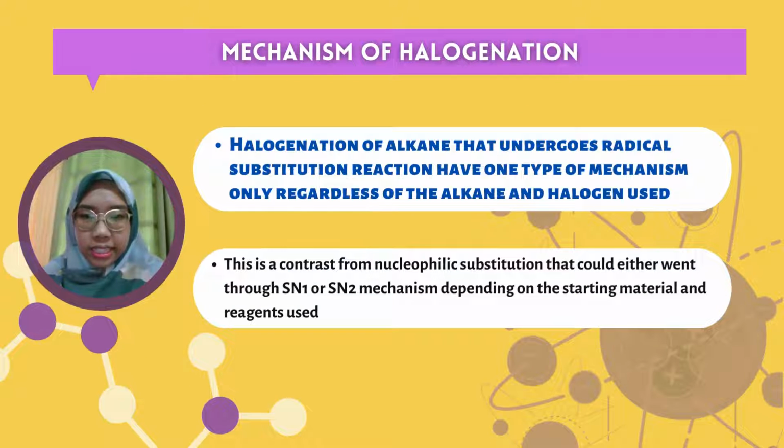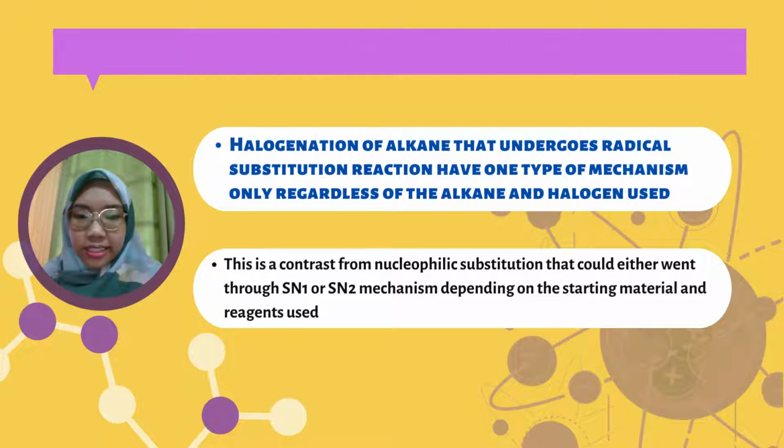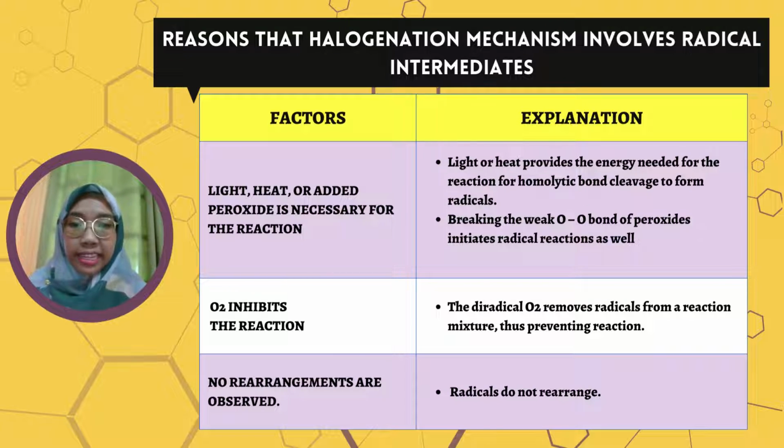Mechanism of halogenation. Halogenation of alkanes, which undergoes a radical substitution reaction, has only one type of mechanism, regardless of the alkane and halogen used. This is in contrast to nucleophilic substitution, which could go through either an SN1 or SN2 mechanism depending on the starting material and the reagents used. How do we know that the halogenation of alkanes is actually a reaction that involves radical intermediates instead of an ionic one?